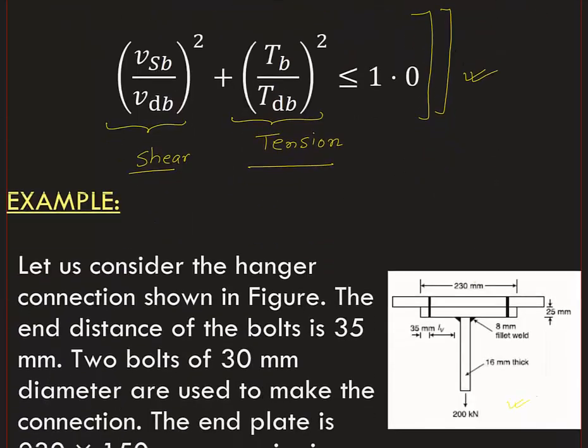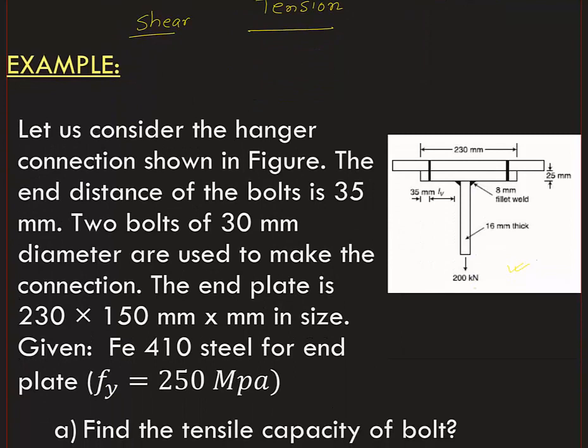Now let us discuss an example to illustrate all these formulas that we discussed in the previous video. So let us consider a hanger, that is a T hanger, as shown in the figure. So here we have a T hanger and the end distance of the bolt is 35 mm. So one thing is given, that is the end distance of the bolt, that is from the bolt center line to the end point.